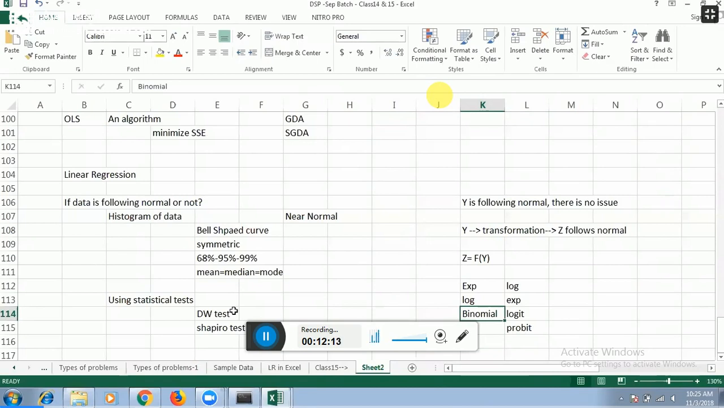So indirectly what I'm saying is linear regression works only when the data follows a normal. If the data follows some other distribution, you are extending the concept of linear regression to every distribution by applying a transformation. This concept we call generalized linear models.